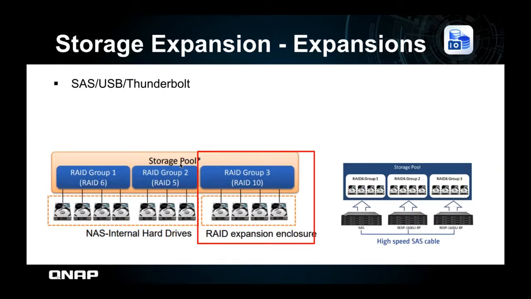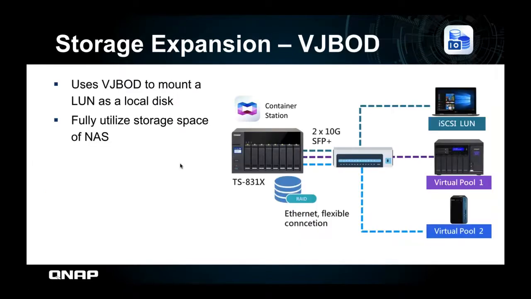We have expansion units that connect through SAS. We have units that connect through USB and units that connect through Thunderbolt to easily expand your storage. You can also expand your storage with virtual JBOD. That is basically where you allow one NAS to share its unused storage with another NAS. It just makes an iSCSI LUN and maps it onto another NAS.